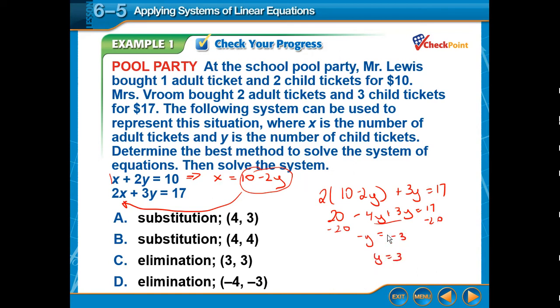So then y is 3. Once I have y, I can plug it back in to my equation here to find x. So x is 10 minus 2 times 3. So 10 minus 6 is 4. So my solution is 4, 3, and the best method was substitution.